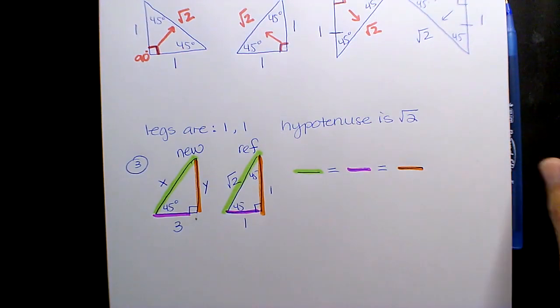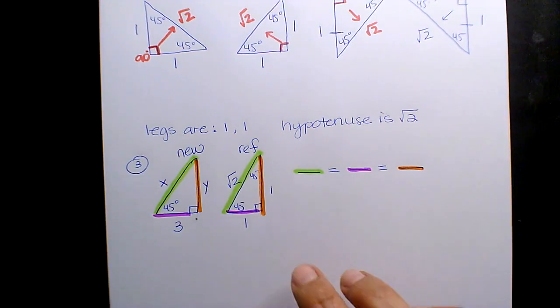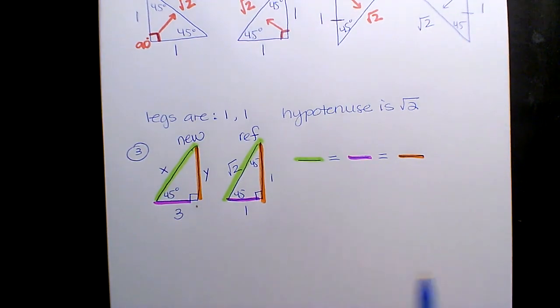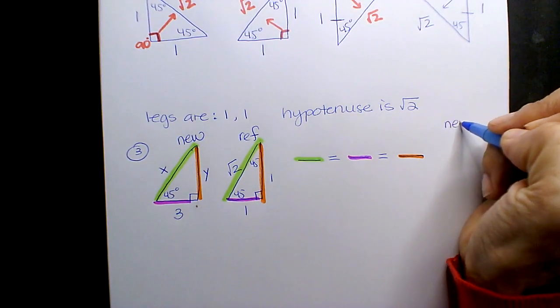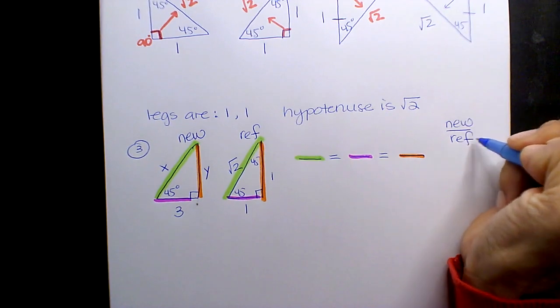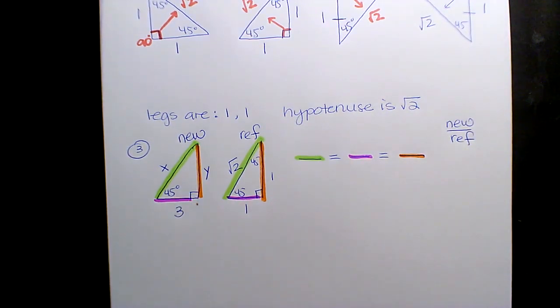And now, when you're solving trig problems with reference triangles, you always want new over reference. You always want the triangle with variables to be your numerator, and you want your reference to be the denominators. Now, doesn't matter if you were to flip it, would you get wrong answers? No. But why not have the variables on top? Why do you want the variables as denominators? Because you might actually just very easily be able to solve the problem.